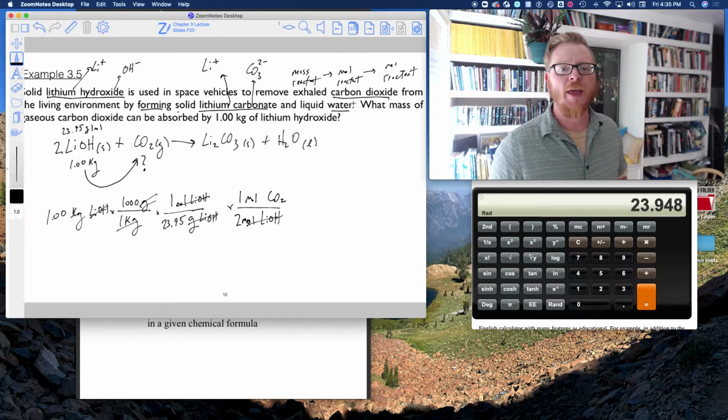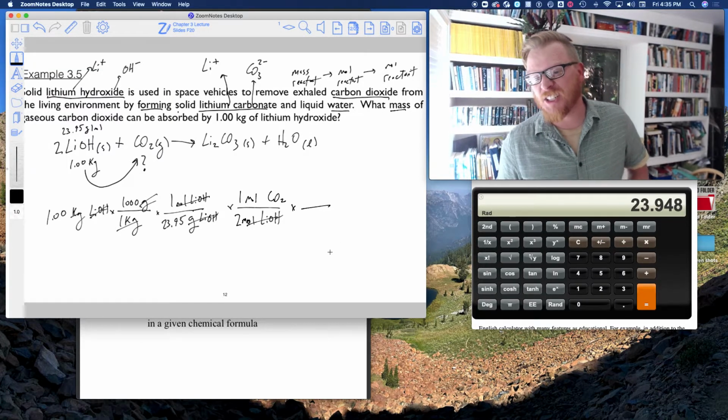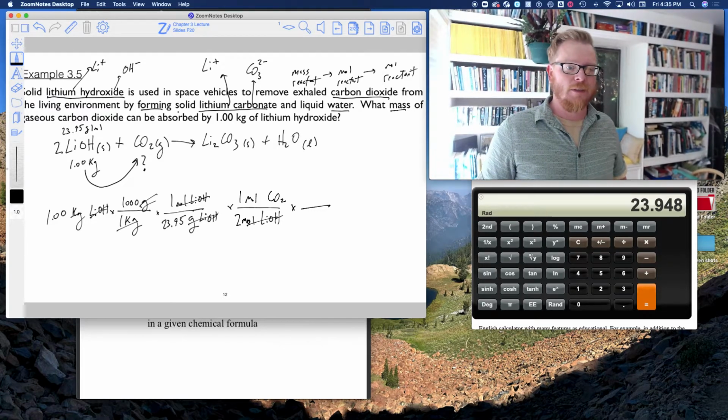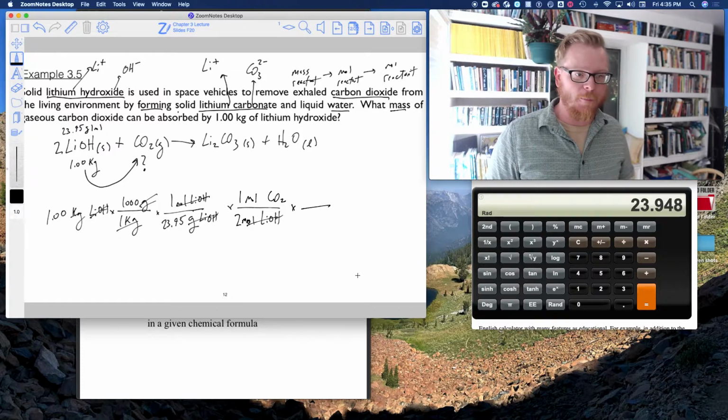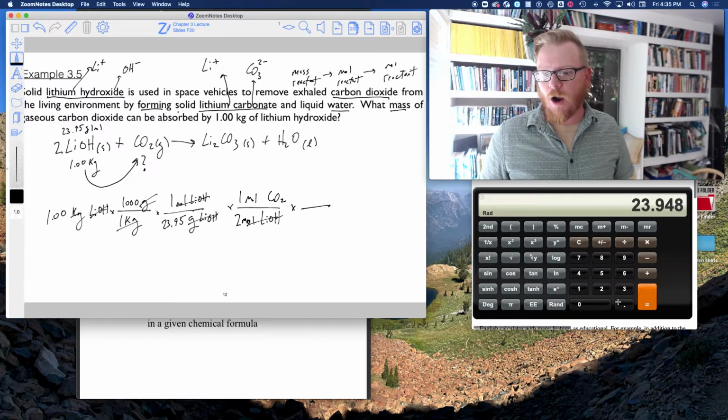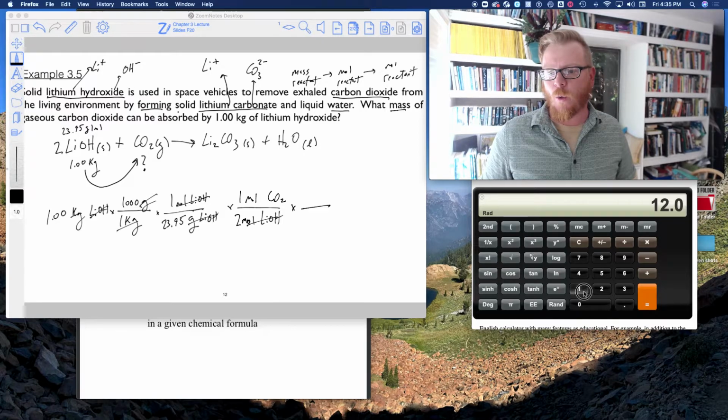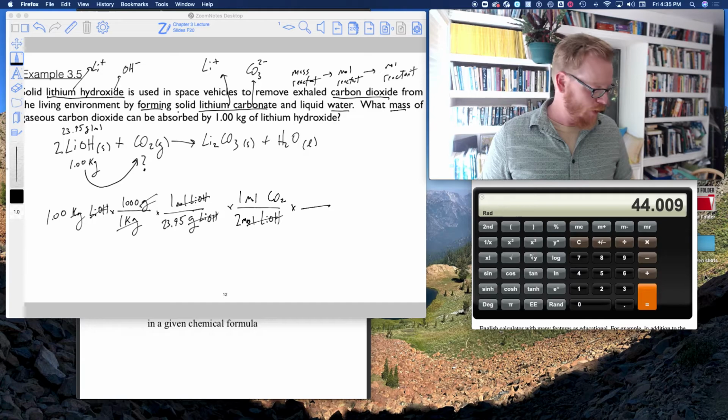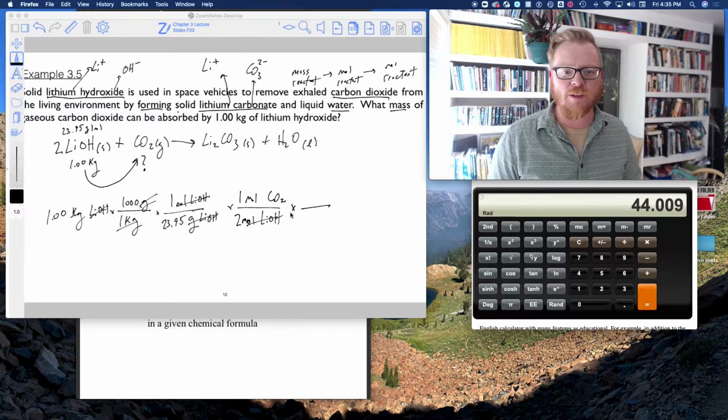Now I have mole of CO2, and it's asking what mass of gaseous carbon dioxide can be absorbed, and it didn't tell me what units to use. So I'm just going to stick with grams, but I'll show you how to convert it to kilograms as well. From the periodic table, carbon is 12.011 plus, and there are 2 oxygens in CO2, so plus 2 times 15.999. When you teach chemistry, you start to memorize all the masses on the periodic table. So let's call it 44.01.